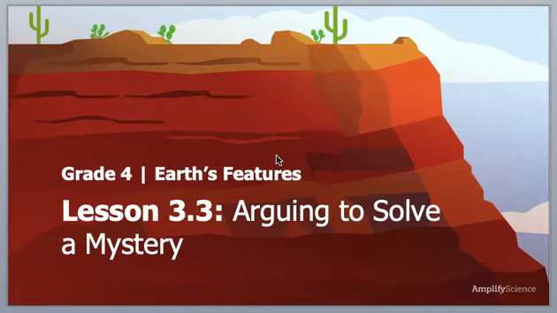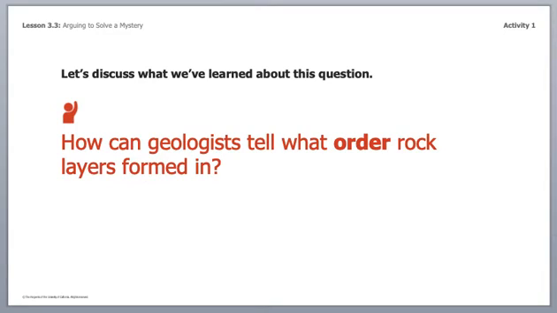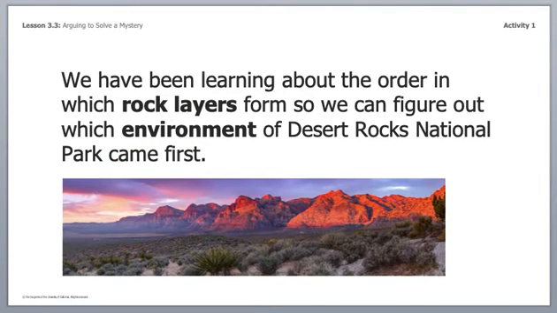Okay. Today's lesson, 3.3, Arguing to Solve a Mystery. Activity 1, Introducing Arguing to Solve a Mystery. Let's discuss what we have learned about this question. How can geologists tell what order rock layers formed in? We have been learning about the order in which rock layers form so we can figure out which environment of Desert Rocks National Park came first. You've done an amazing job with the pile of coats, which is a very good example for how rock layers form.